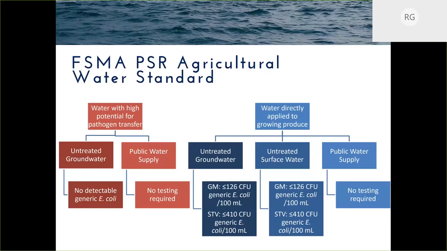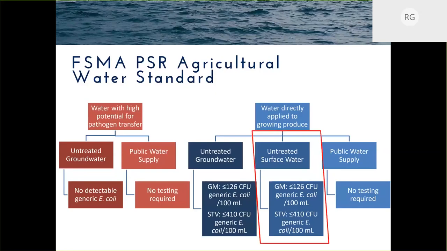coli in this type of water. The other type of water that the PSR Agricultural Water Standard talks about is water that's directly applied to growing your produce. So again, this includes groundwater and public supply water, which can be used, but it also includes untreated surface water. This is your ponds, your streams, your rivers.